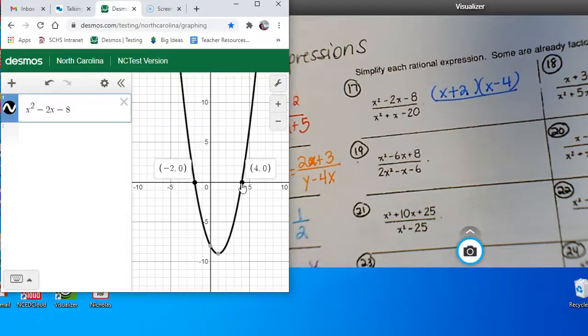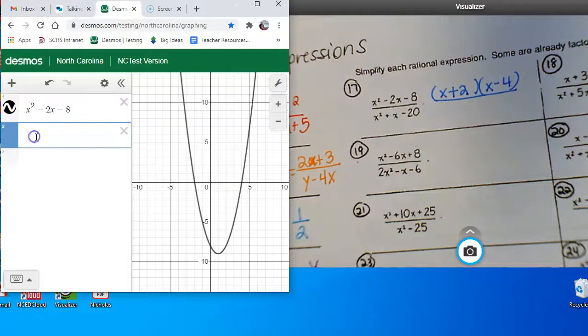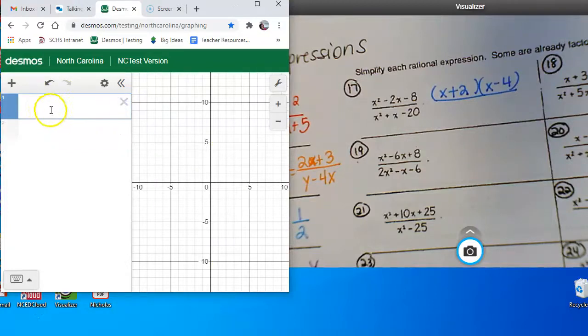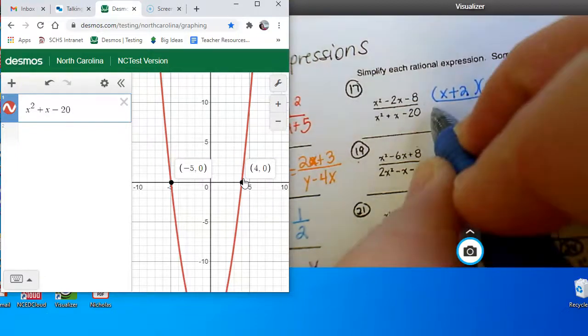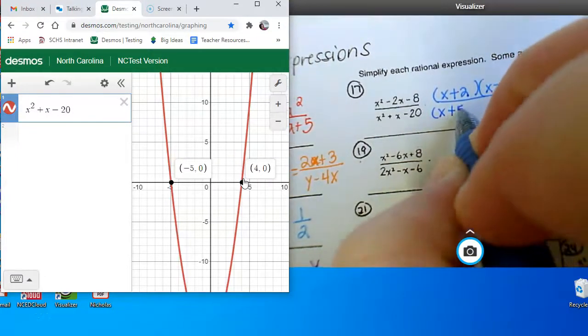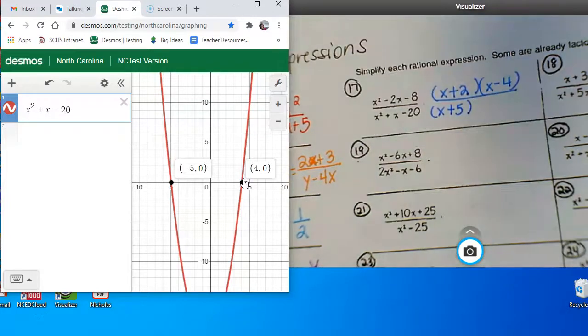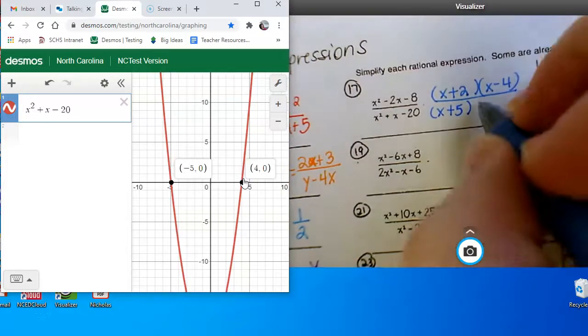And then I'm going to do the same thing on the bottom. So I'm going to get rid of that one, and I'm going to put x squared plus x minus 20. I'm going to find the factors, or find the zeros, and then make them into factors. The negative 5 becomes x plus 5. The 4 becomes x minus 4.